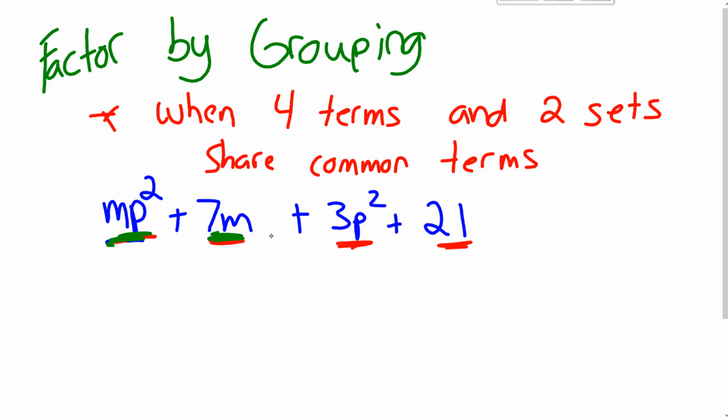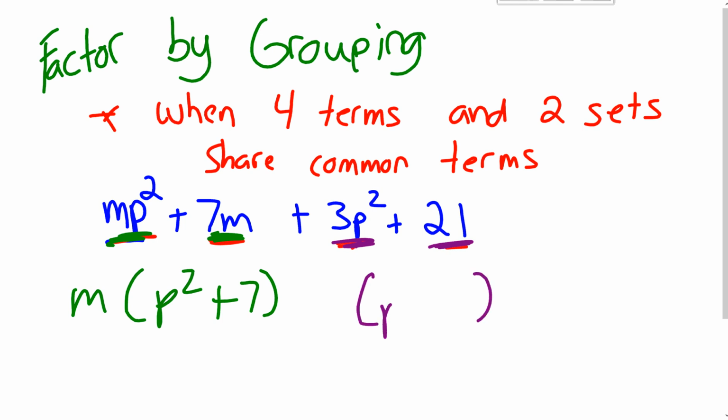So I'm going to take out something that's similar here. I'm going to take out an m. So I'm left with a p squared plus 7. And when I factor out of this second one, what I want to factor out is anything that's common, but in a way I still want to leave the same exact grouping here. Okay, so this group will be the same. So in order to do that, I would need to factor out a 3, right? And there's still a plus sign in between there. There's still a plus. It's not multiplication.